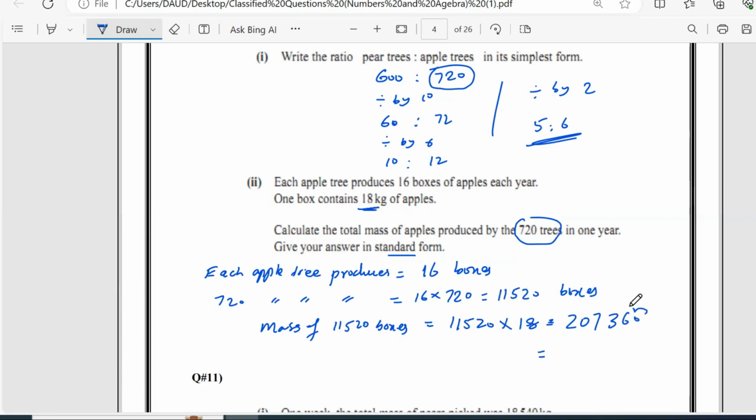So I will move the decimal point 1, 2, 3, 4, 5 places left. So 2.0736 multiplied by 10 to the power 5. This is the required answer in standard form.